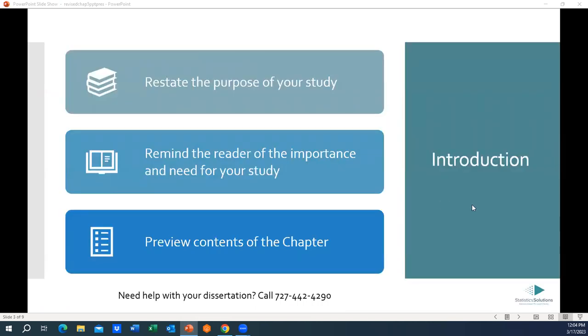All right. So for the introduction, much like the introduction to other chapters in the dissertation, you really want to just reorient your reader about what you're doing. It doesn't need to be long. It's usually good to start off by restating the purpose of your study. Remind the reader of the importance of your study, why it needed to be conducted. And you can also preview the contents of the chapter at the end of the introduction. Again, see what your template calls for, but that's pretty standard. It's not long. It's probably less than a page.